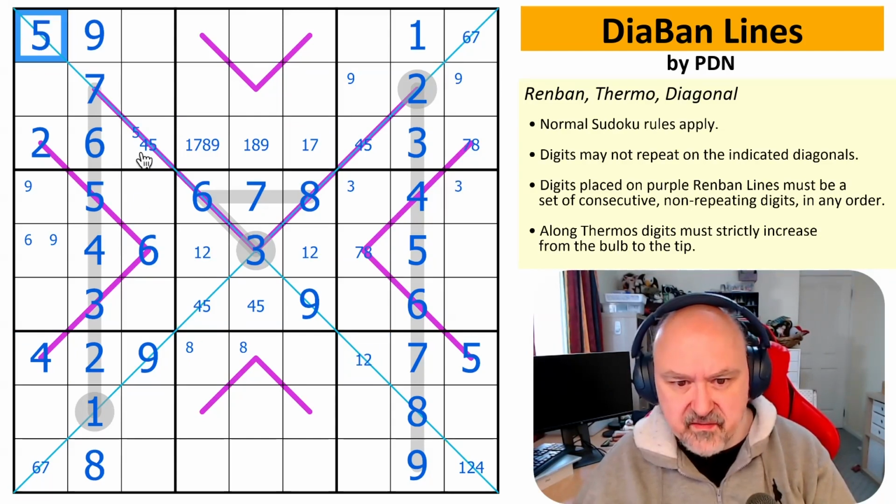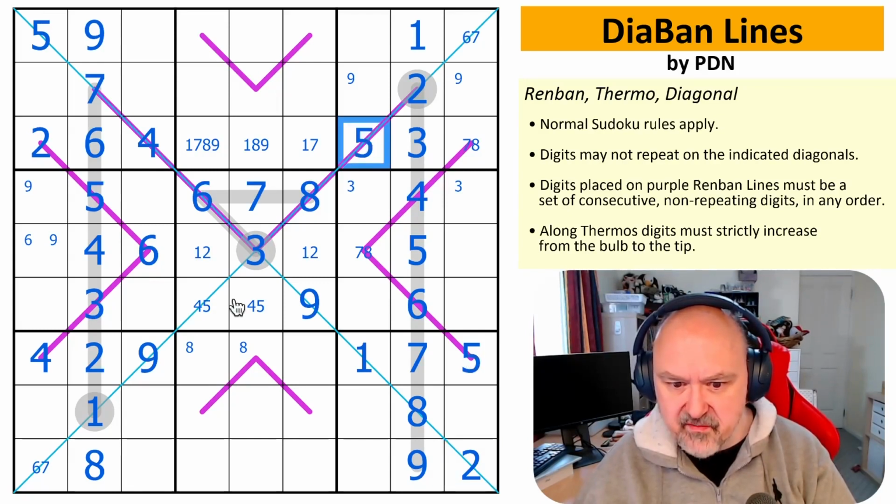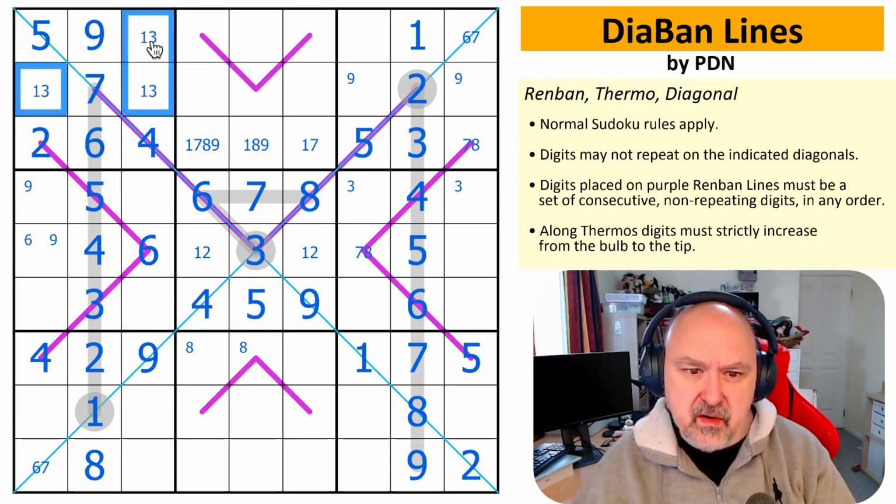Oh, that's a 5. So that's a 4. So that's not a 4. This is a 1, 2 pair. Oh, and that 2 gives me the order. That's a 1 and that's a 2. That 4 makes that a 5, which makes that a 4, which makes that a 5. And the diagonals are mostly resolved now, which is cool. These are 1, 3, no, not 5, 1, 3, and 8.